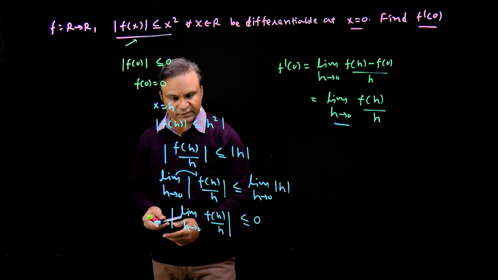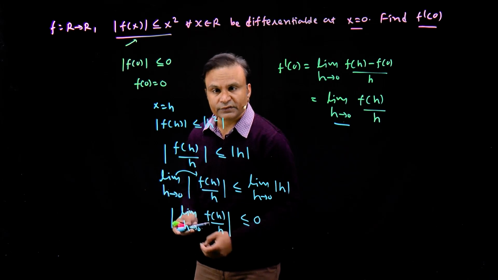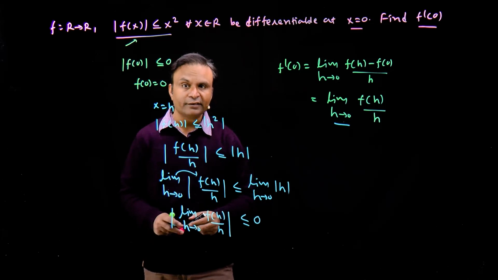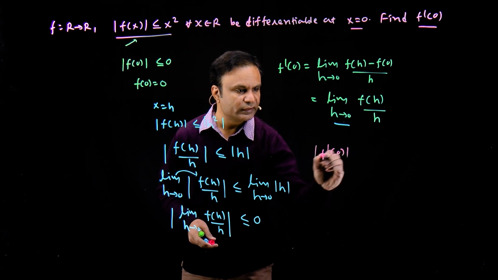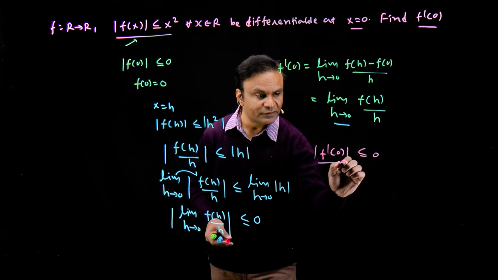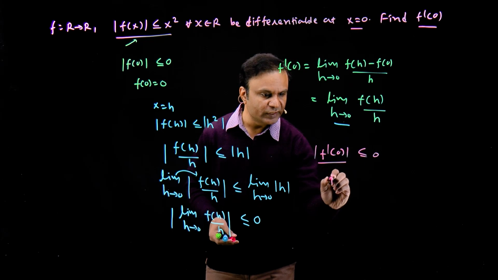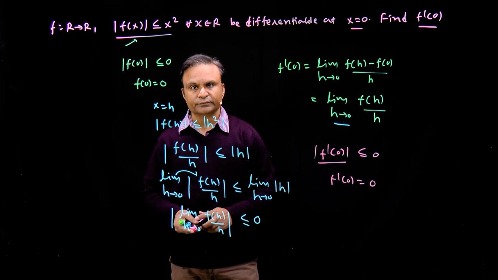Okay, this is great because this is the value of f dash 0, and that too in modulus sign. So we have modulus of f dash 0 less than or equal to 0. Again, modulus of f dash 0 can't be negative, so we have f dash 0 is equal to 0.